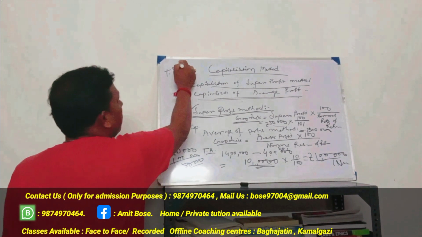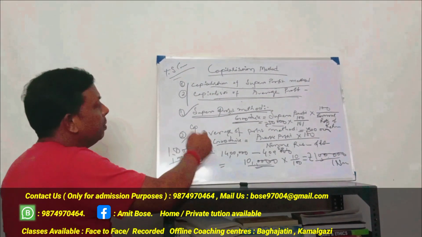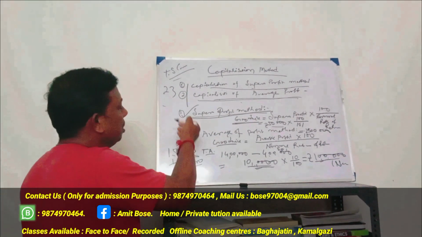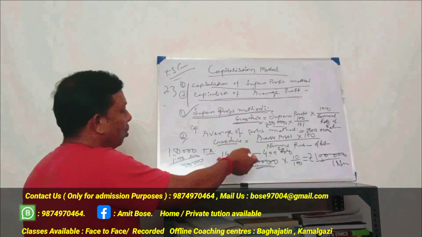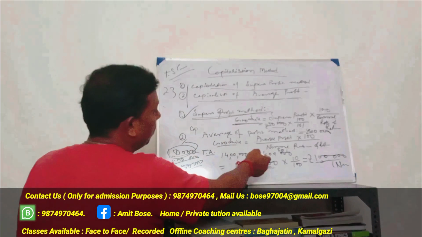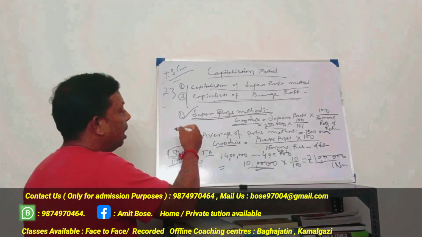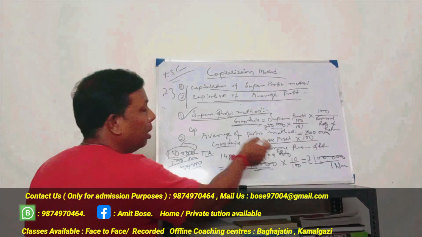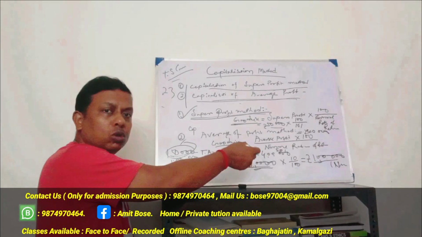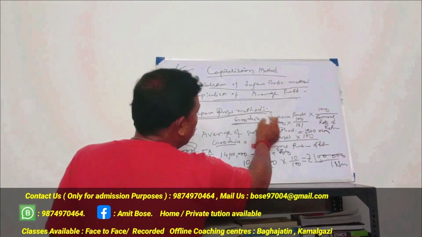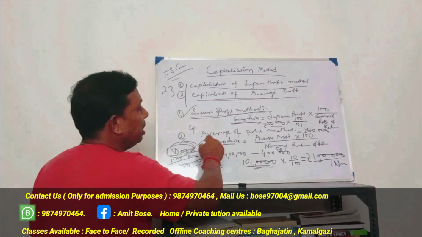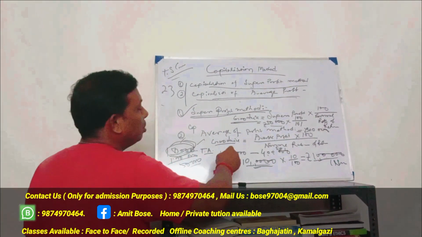Goodwill book class 12, T.S. Goodwill book class 12, illustration number 23. In this problem, average profit is given. We find out the normal profit. Average profit is 1,50,000. At first we find out the super profit. The formula of super profit is average profit minus normal profit. I already said in my previous video, average profit minus normal profit gives super profit. Average profit in this problem is given as 1,50,000, and normal profit we find out with this formula.